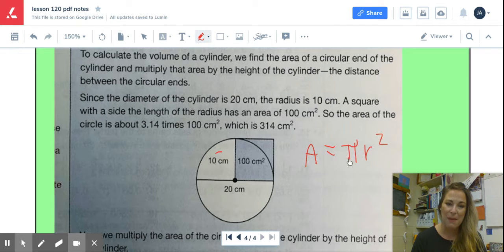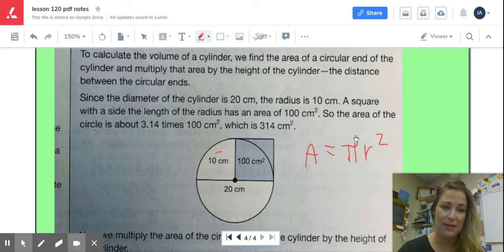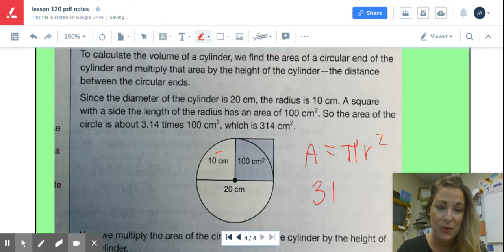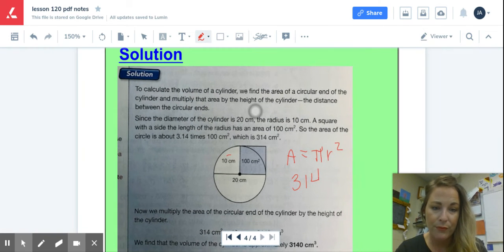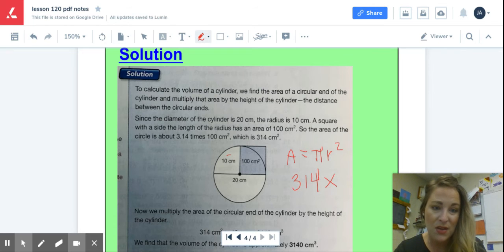The area of this circle is pi r squared. In this case our r is 10, and 10 squared is 10 times 10, which is 100. I really should just write this out, but I'm avoiding writing because doing it with the stylus is kind of the worst. So instead of the pi symbol, I'm going to write 3.14 times r squared, and we just said 10 times 10 is 100.